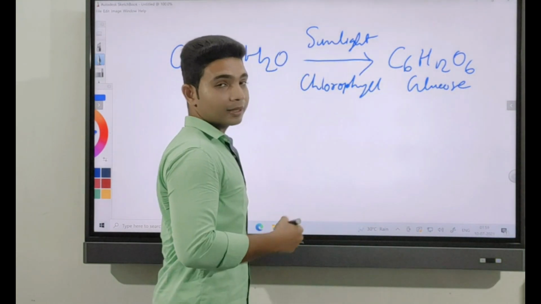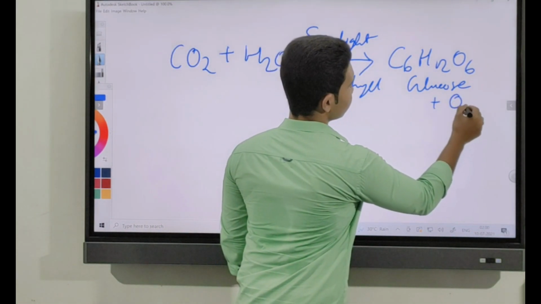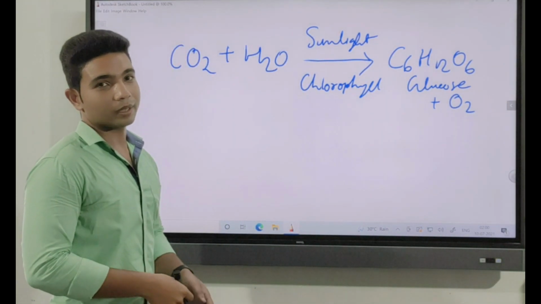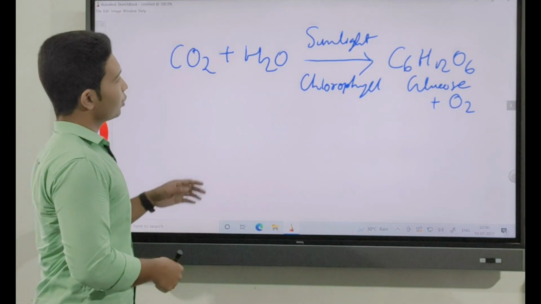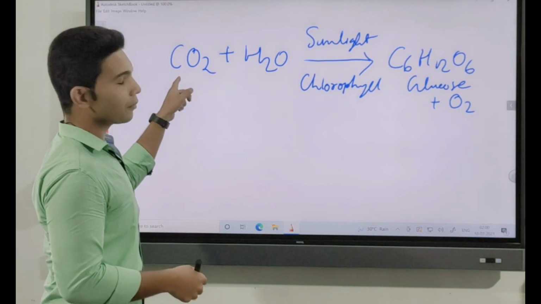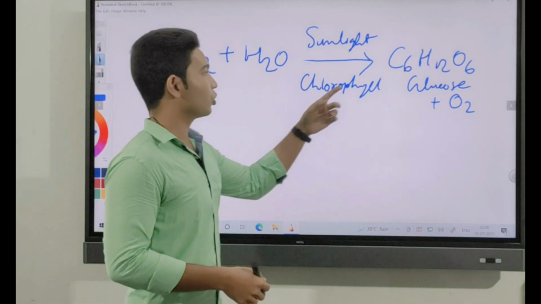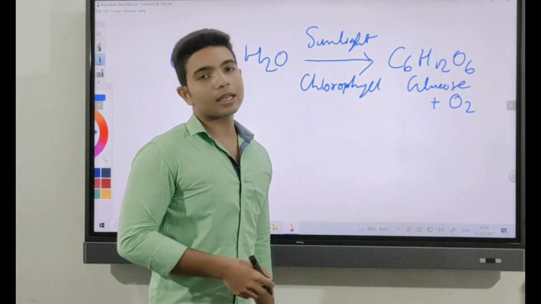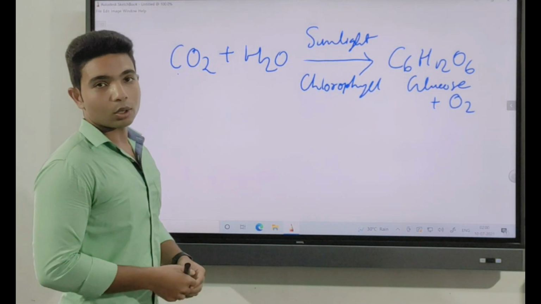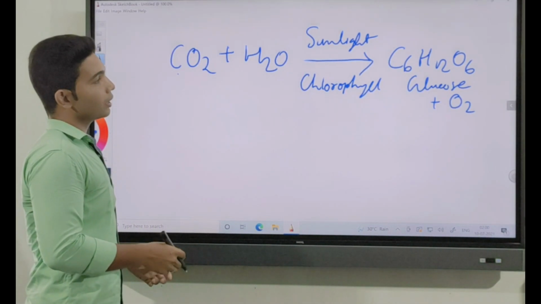Along with that, it is also going to give oxygen, which plants give during photosynthesis. That's why they are also helping us to respire, right? Now if you see this reaction, you will find that carbon here is not balanced. On the reactant side, only one carbon is there, but on the product side, 6 carbons are there. Similar to carbon, oxygen and hydrogen are also not balanced. So in this case, how can we balance it?